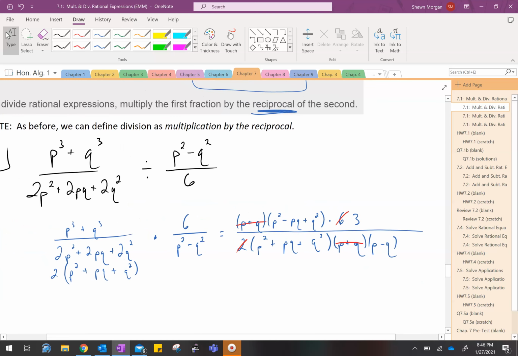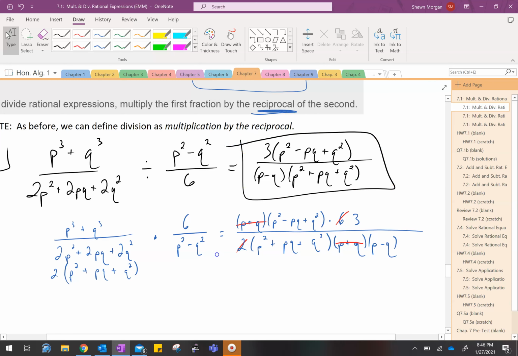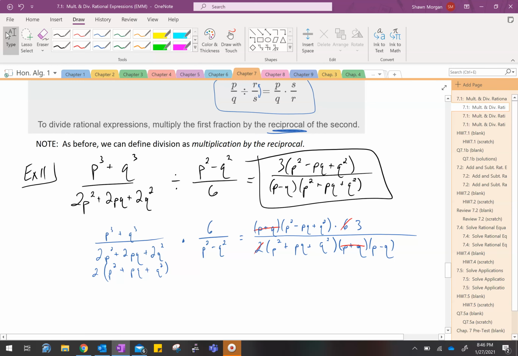So the way to answer this question is we would say, all right, my simplified result will be 3 times the quantity P squared minus PQ plus Q squared, and then down at the bottom, P minus Q and P squared plus PQ plus Q squared. Lots of P's and Q's on this one. I hope that makes sense. Again, it's nothing new other than the flipping of that second fraction because we saw a division sign.